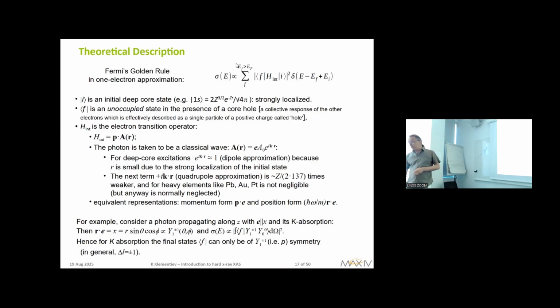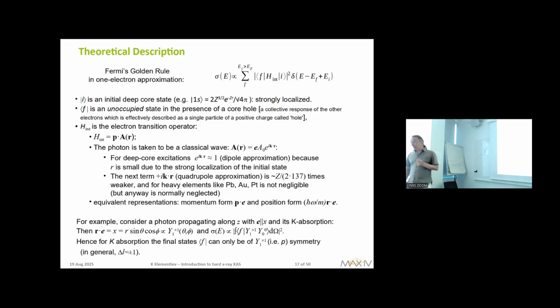What is I? This is the initial state that we select by selecting energy. If we want to excite the deepest electron, 1s, we know what 1s is. This is a spherically symmetric state. You see that radially it is decaying quite strongly with e to the minus Zr. If our Z is copper, 29, then the localization size is about 2 picometers. It's extremely localized at the nucleus.